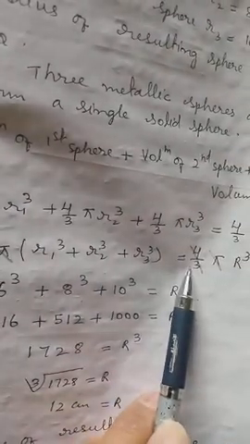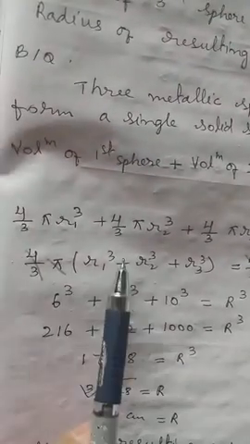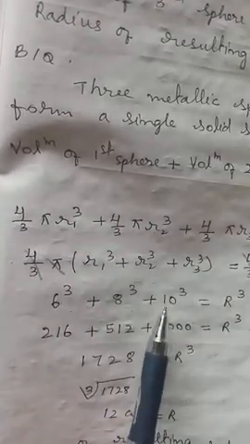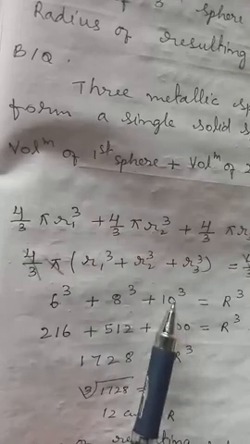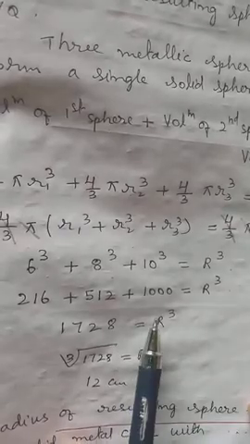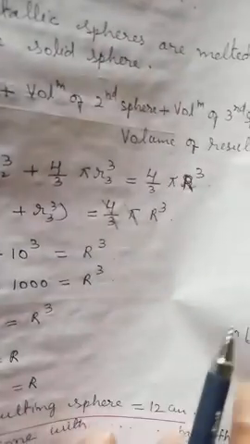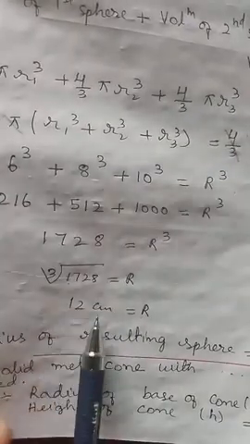So 4 by 3, here also 4 by 3, we can cancel pi. Then r1 we know is 6 to the power 3, r2 is 8 to the power 3, r3 is 10 to the power 3. 6 into 6 into 6, 8 into 8 into 8, 10 into 10 into 10. So we add them all. Now we want to find only r, so we put the cube root on this side. We split 1728. After splitting them, you do it yourself. Group them 3 by 3. Then finally we will get r is equal to 12 cm.